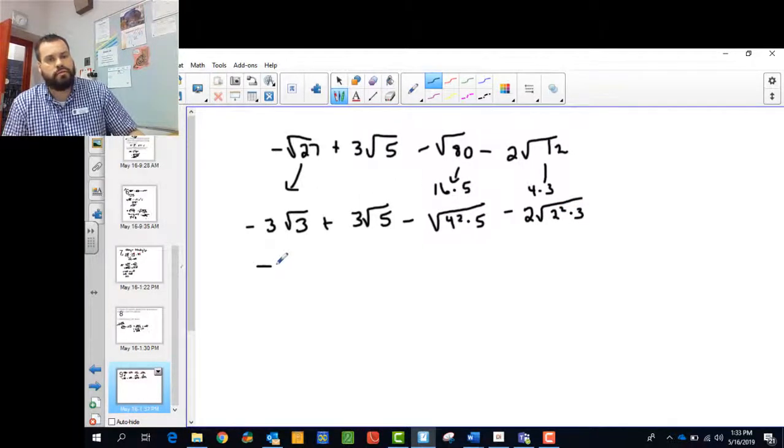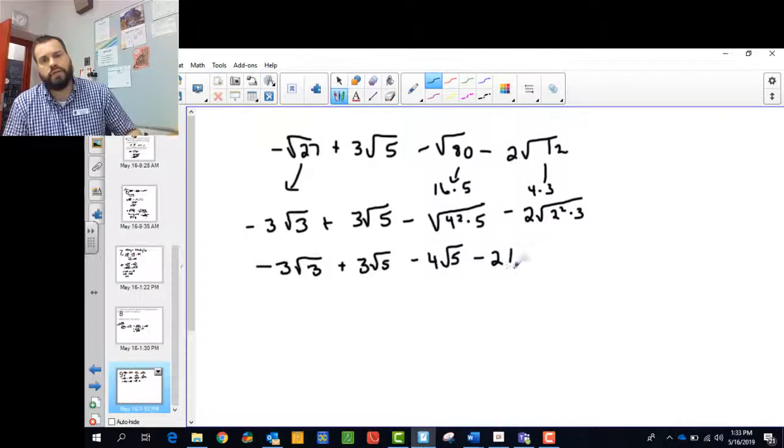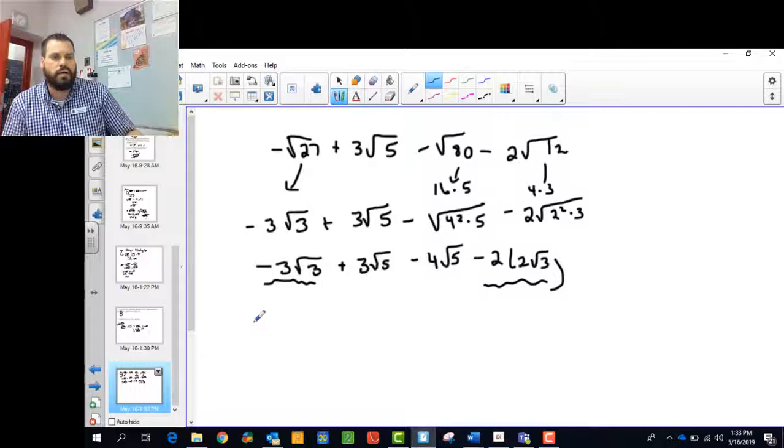So when we simplify further, we're going to have minus 3 root 3 plus 3 root 5 minus 4 root 5 minus 2 times 2 root 3. Okay? So then I look at my like terms and I notice that that's a root 3 term and this is a root 3 term. So I'm going to have minus 3 root 3 minus 4 root 3.